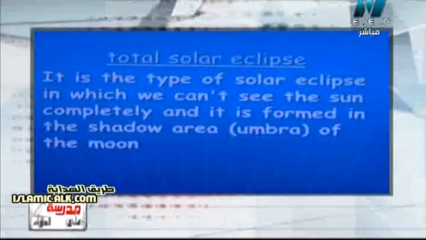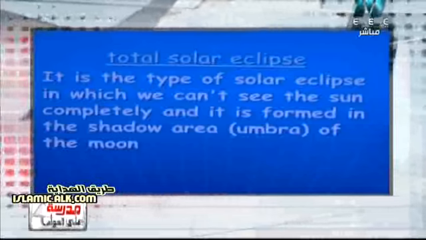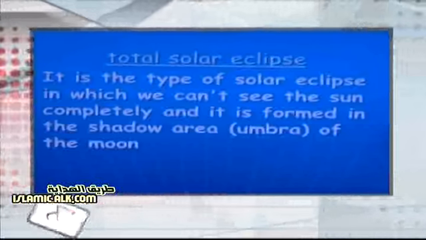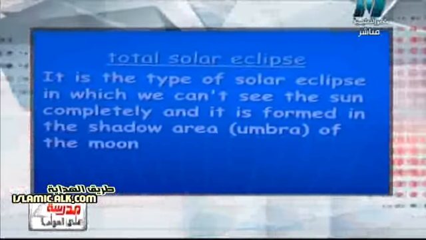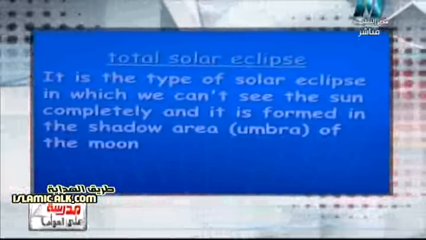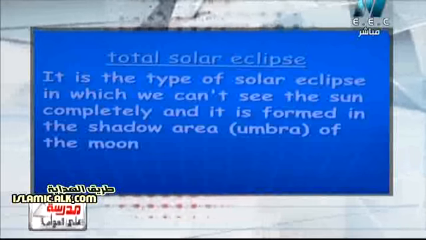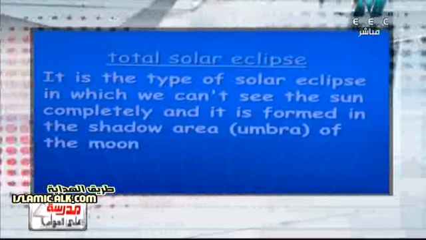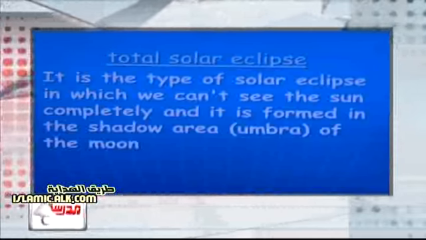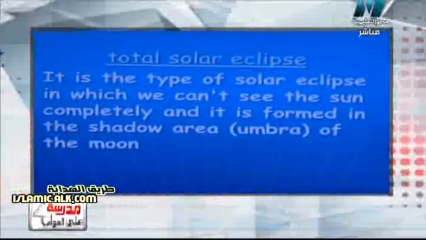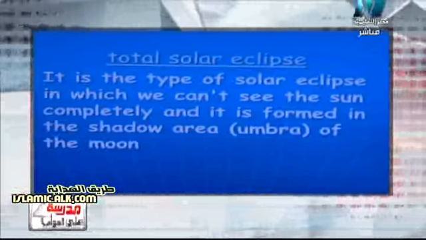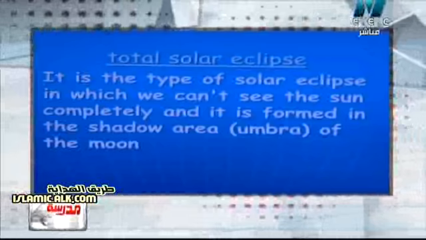Look here, it's a type of solar eclipse in which we can see the sun completely and it's formed in the shadow area or the umbra area of the moon. We agreed that the umbra is the shadow. Again, total solar eclipse is a type of solar eclipse in which we can see the sun completely and it's formed in the shadow area or the umbra area of the moon.